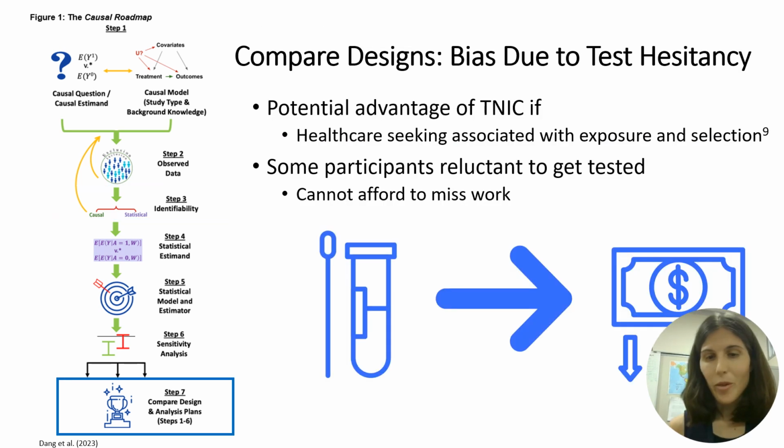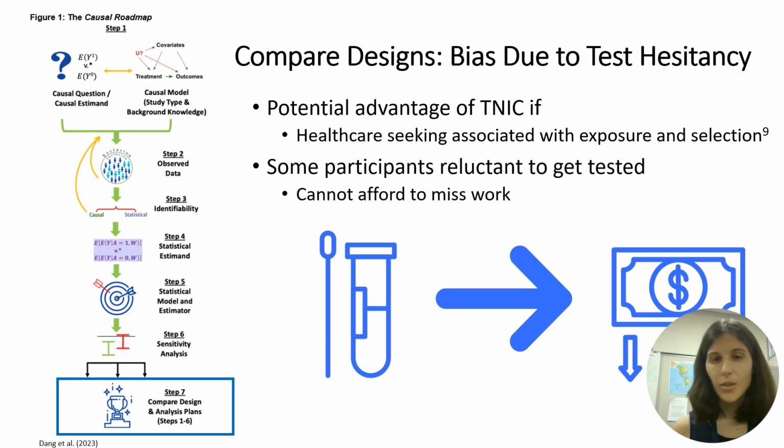So the last step of the roadmap is to compare different study designs, and I'm going to do that specifically related to this issue of bias due to test hesitancy. Now, the test negative design has been noted in the literature to have an advantage if healthcare seeking is associated with both the exposure of interest, in this case antibodies, and selection into the study sample, in this case by testing. So in our example, some participants are reluctant to get tested because they can't afford to miss work, which they'll have to do if they test positive for COVID.